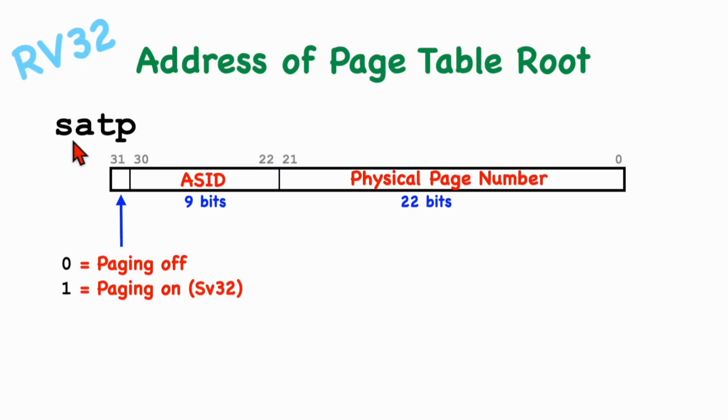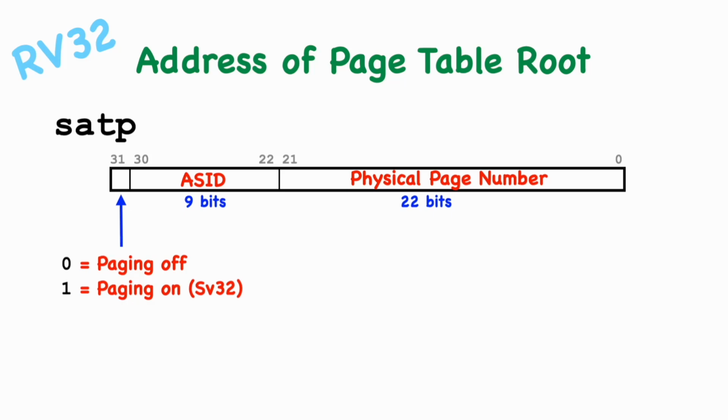Now let's look at the SATP register in more detail. This is a control and status register which is accessible by the kernel running in supervisor mode. For 32-bit machines, it's a 32-bit register with this format. Bit 31 tells whether paging is turned on or not, and if it's a 0, there is no virtual memory and the other fields are just ignored. Every program-generated address would be used as is, as a physical address directly.